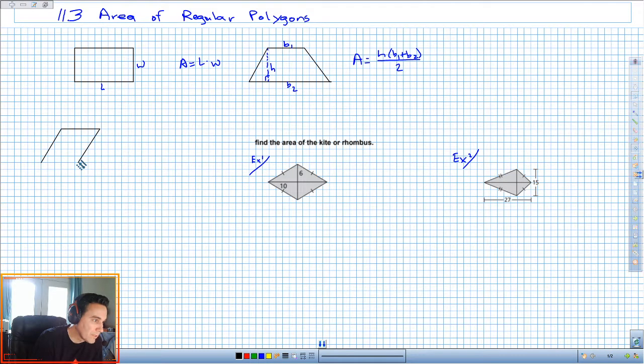I was doing this with my son the other day. We were going over quadrilaterals and he had to learn about them.